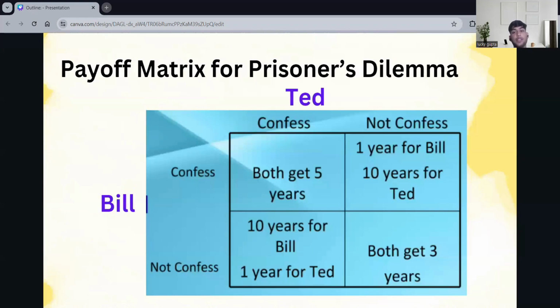What is the payoff matrix? Like what I told you before. Suppose there are two players: one player's name is Bill, and the other player's name is Ted.